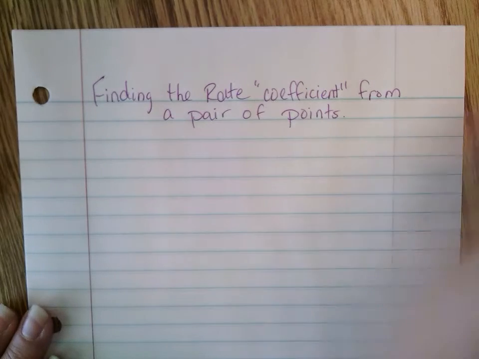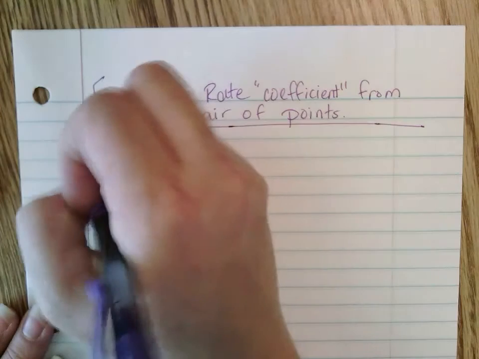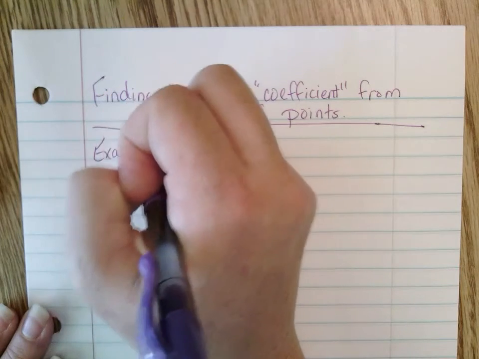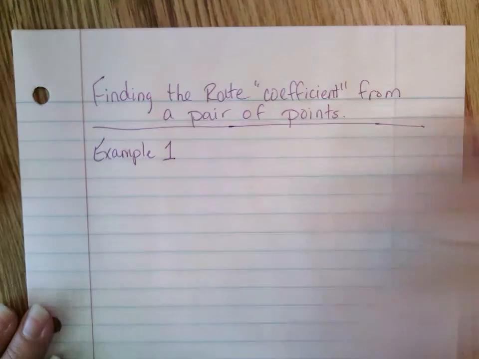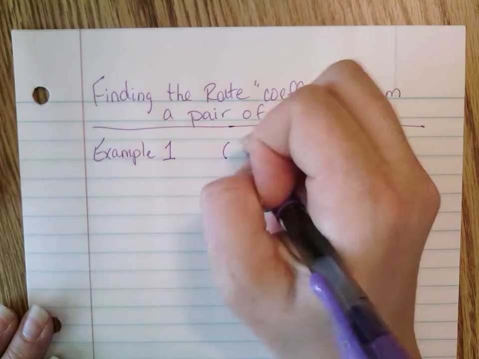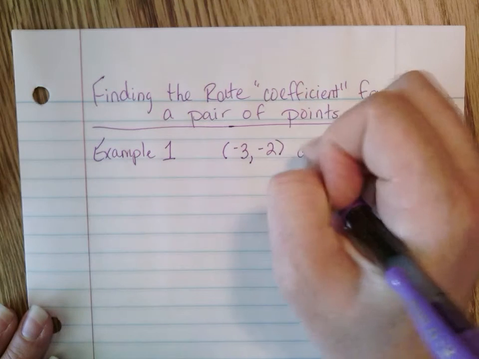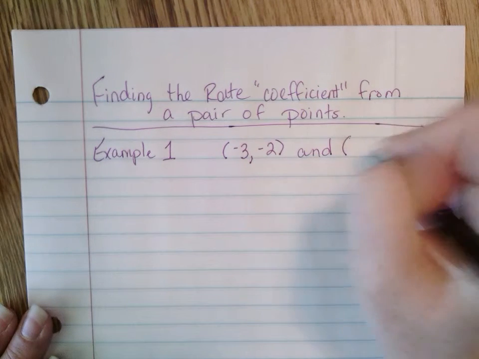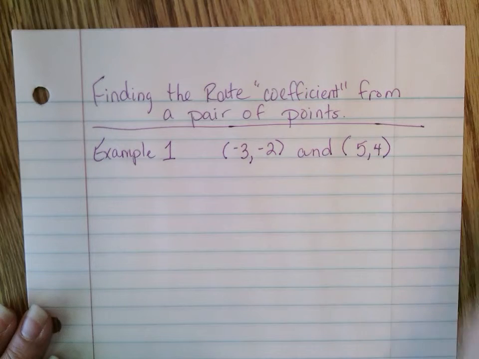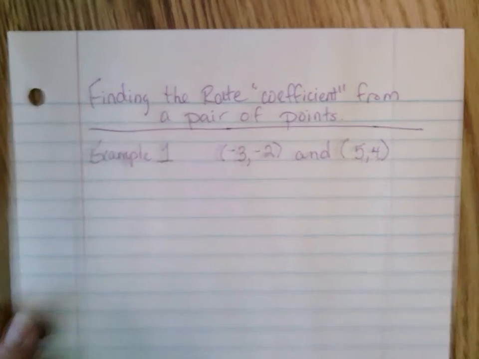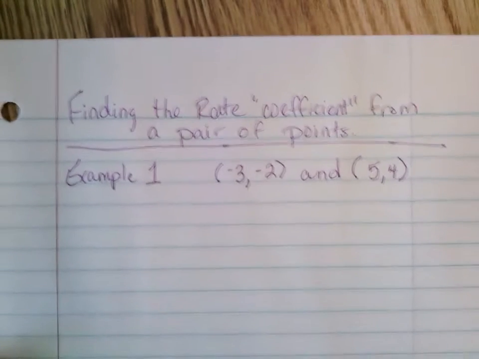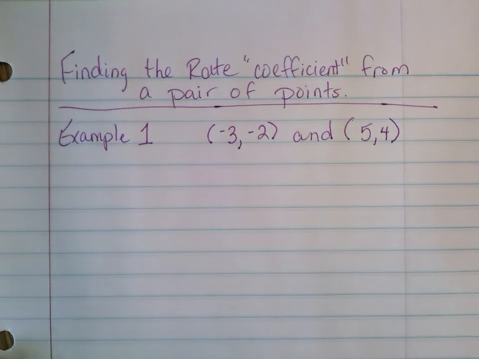In our first example, we have the points -3, -2, and 5, 4. See if we can get that a little bit closer here. Points -3, -2, and 5, 4.